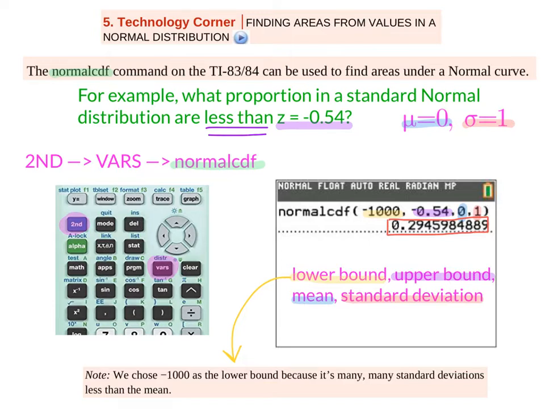So what does that mean? That means about 29.5-ish% of those 7th graders tested below that 6th grade level.